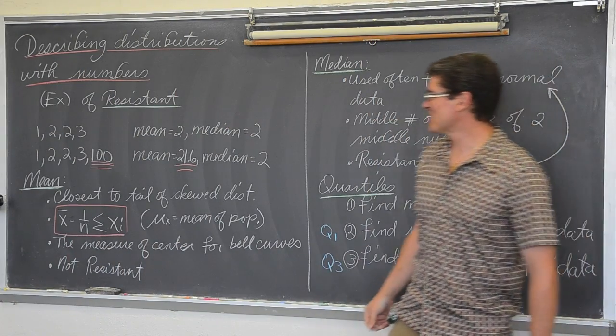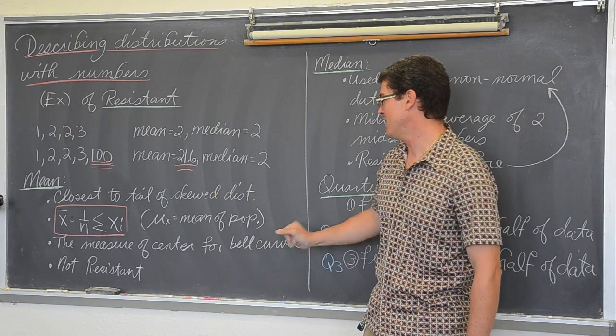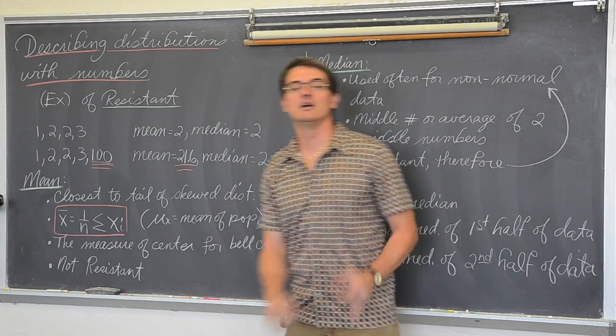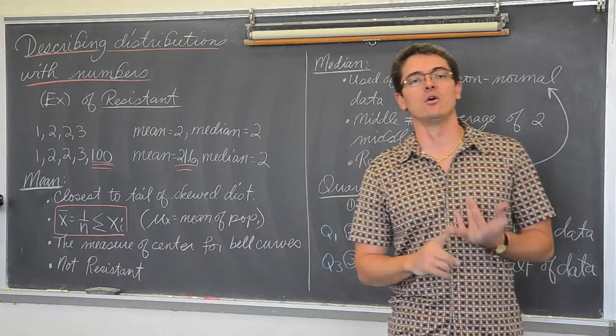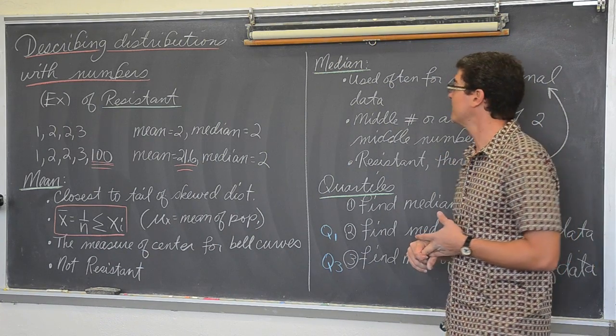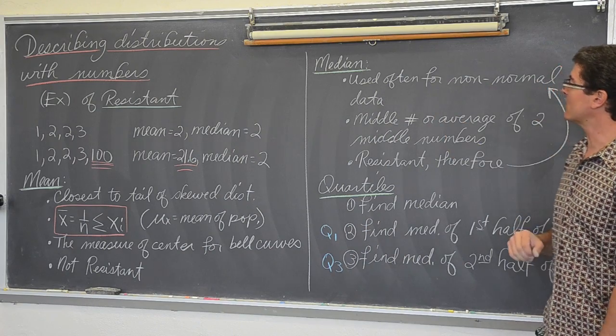And we're back. So the mean, closest to the tail if you have a skew distribution, the formula, measure of center, the best choice if you have a bell curve, and again, it is not resistant. Median and IQR are the only resistant measures that we have, and if you want to throw in mode, that is fine. Okay, median, measure of center we've talked about already quite a bit.